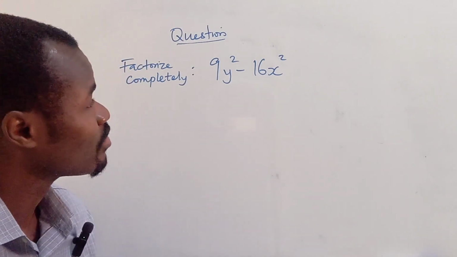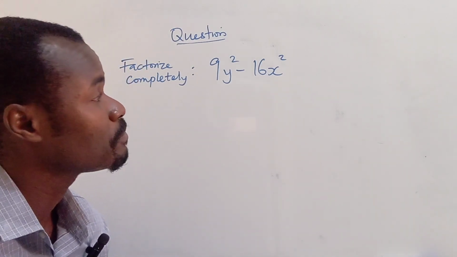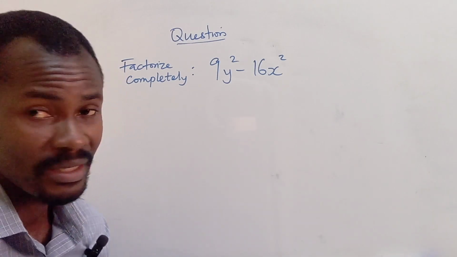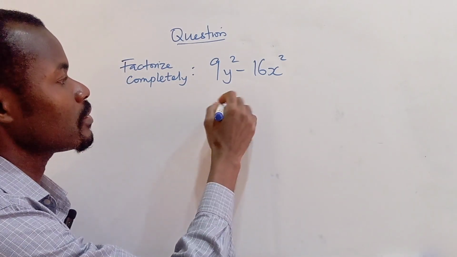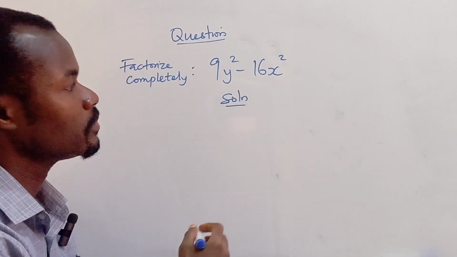It's on factorization. The question says factorize completely 9y squared minus 16x squared. So our solution is actually a simple one.